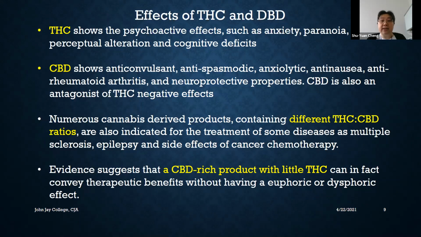THC shows the psychoactive effect, and can cause anxiety, paranoia, and also affects your cognition. But CBD, on the other hand, has medical purposes: anti-convulsion, anti-seizure, and it can also be used to treat arthritis. Also well known is that CBD antagonizes the negative effects of THC, so CBD is kind of like an antidote of THC. Wow, they have the same chemical formula, but just because of a small change in structure, they have different pharmacological effects.